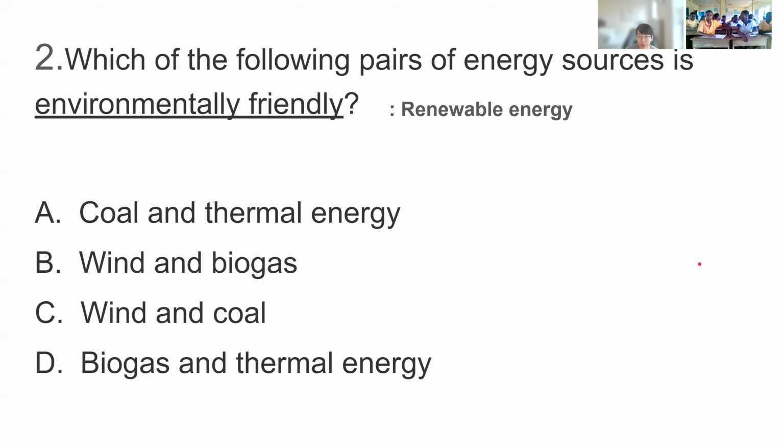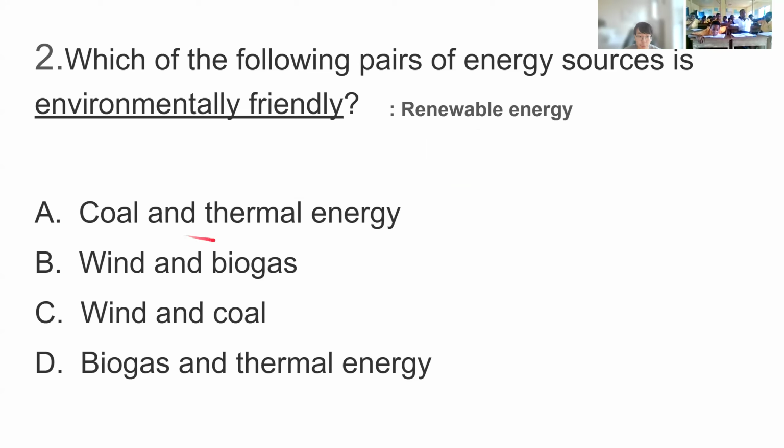To make things clear, let's try solving more example problems. And this might make sense for most of you. So, which of the following pairs of energy resources is environmentally friendly? Here, environmentally friendly usually refers to renewable energy. Do you guys know the answers?